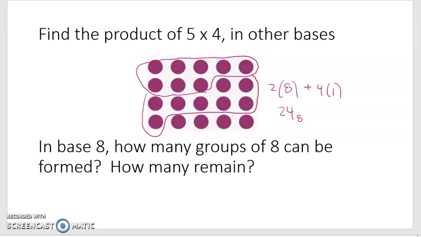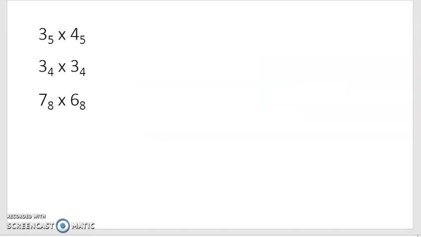So in general, if you just think about the base, multiply in base 10 and then think, how does that convert to another base? So here's a few examples. 3 times 4 in base 5, well, 3 times 4 is 12. And 12 is 2 groups of 5 plus 2 left over. So 3 times 4 in base 5 is 22, base 5. 3 times 3 in base 4, well, 3 times 3 in base 10 is 9. 9 is 2 groups of 4 plus 1 left over. So 3 times 3 in base 4 is 21 in base 4.